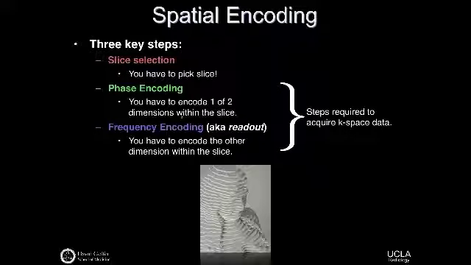Again, it's not obvious, but these phase and frequency encoding steps help you encode the spatial information within the slice, right? Slice selection, the first thing you do, says I want this coronal slice, I want this axial slice. That's the first step. And these last two steps, phase encoding and frequency encoding, are required to acquire so-called k-space data. We talked about this only briefly at the beginning this morning. K-space is the raw data collected by the scanner. It's the echo data that we collect. And then there's a whole process whereby we interpret the echo information to actually form an image, most of which relies on what we call a Fourier transform.